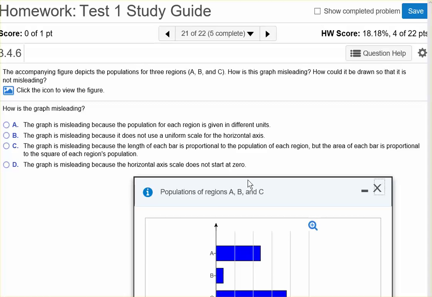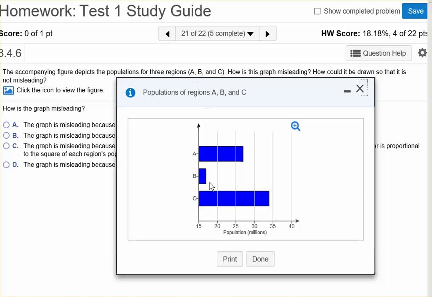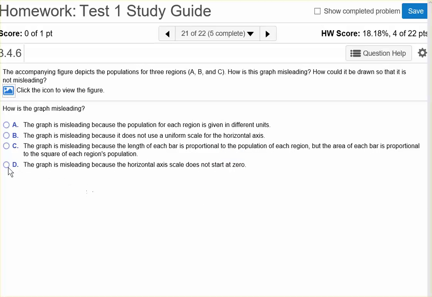So let's see if maybe it's D. D, the graph is misleading because the horizontal axis does not start at 0. Bingo. It starts at 15. So it does kind of make this look different. If you in fact started at 0, the bars would be longer. And quite often we do this just to make it easy. So that's why this is misleading. D.